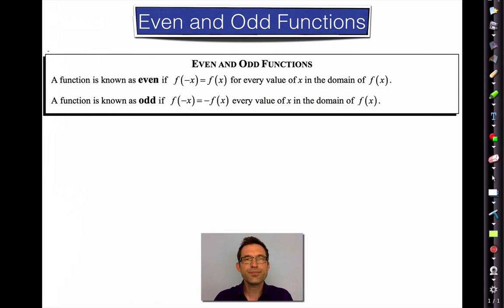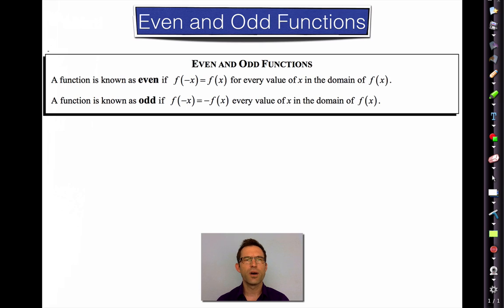All right, even and odd functions. A function is known as even if f of negative x is equal to f of x for every value of x in the domain of f. A function is known as odd if f of negative x is equal to negative f of x for every value of x in the domain of f.